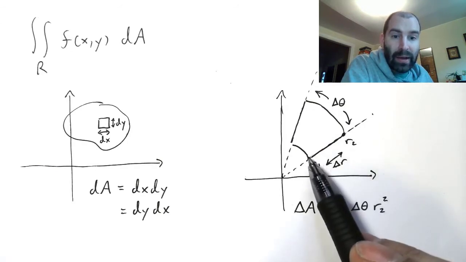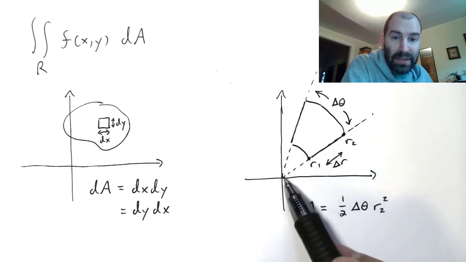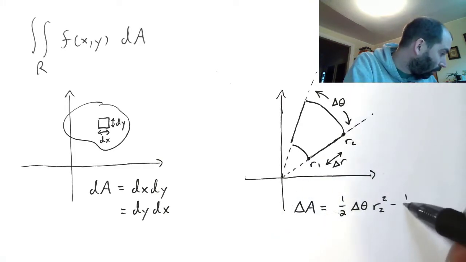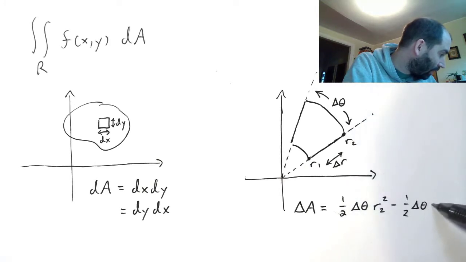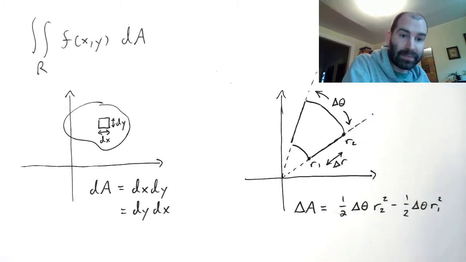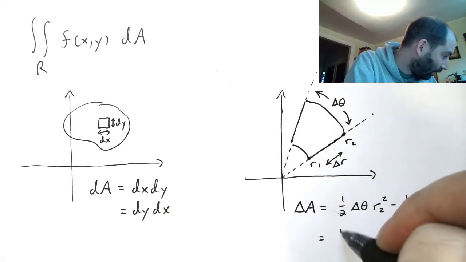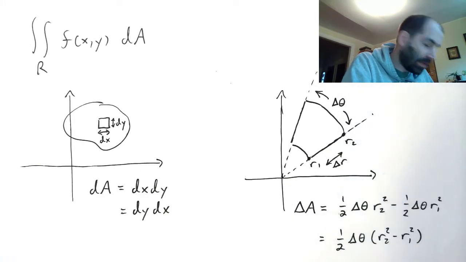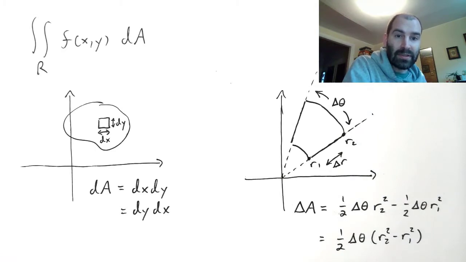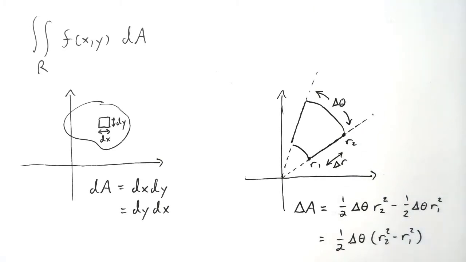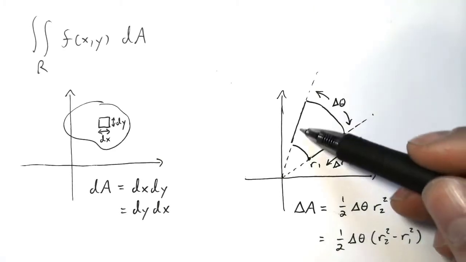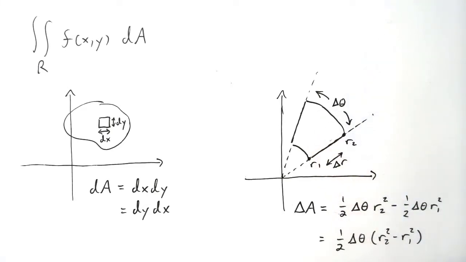Now, I want to exclude this piece, right? So I'll subtract off its area. So I subtract off 1/2 delta theta r1 squared. I can factor out a 1/2 delta theta here, and I'm left with this. So that is a way to compute the area of the wedge shape that we see here.